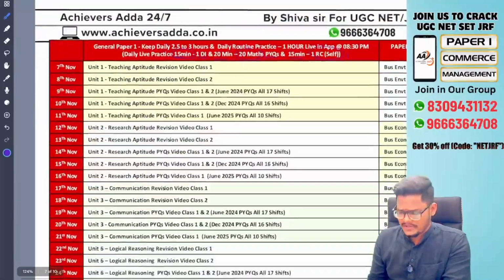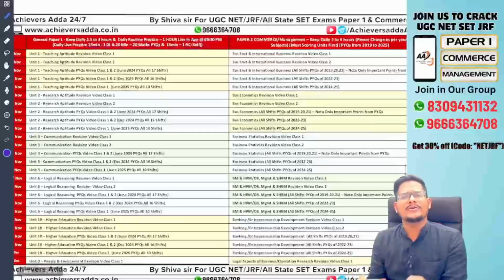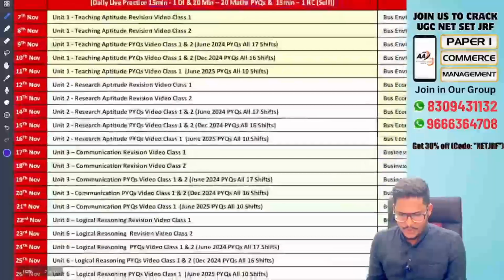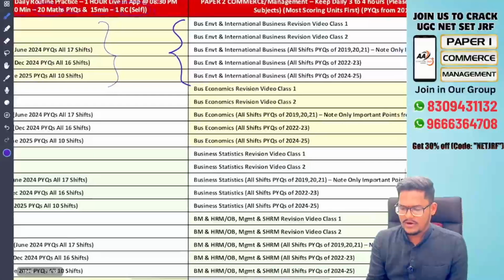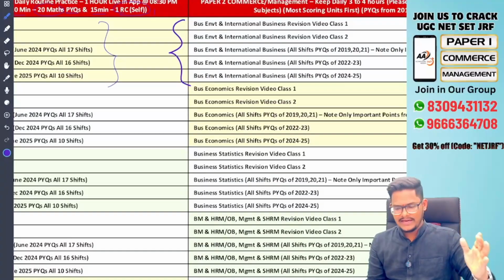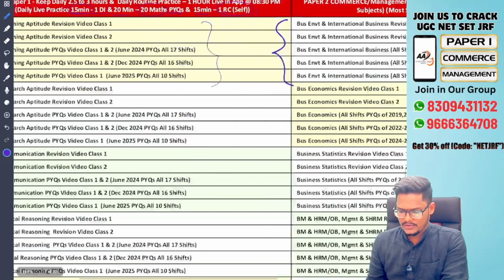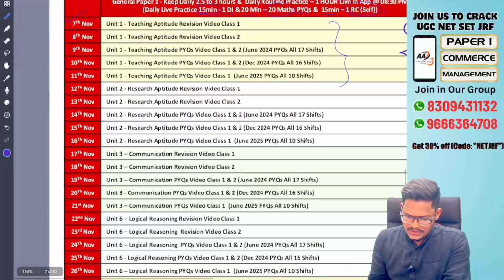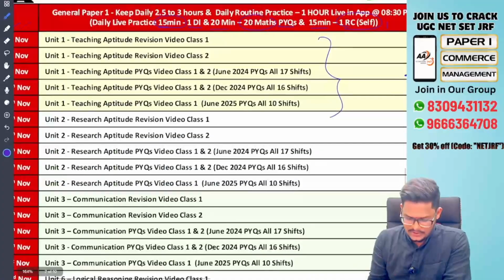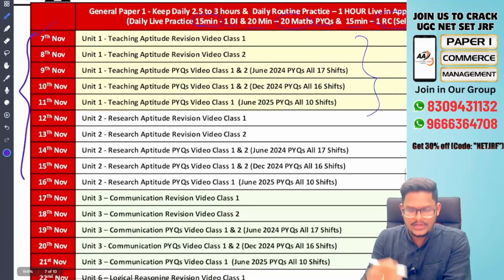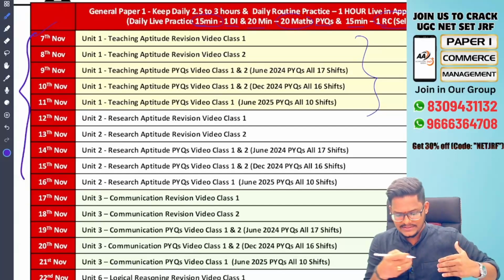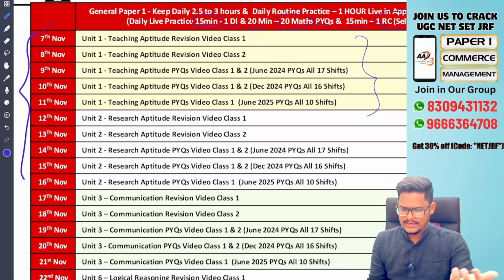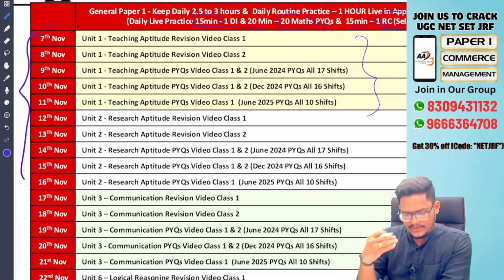Now for the remaining 7 units of Paper 1, divide your day into 2 parts. One is the Paper 1 slot and the other is the Paper 2 slot. According to the hours available, divide into morning and evening, or morning and afternoon, or afternoon and evening. Starting from today, replace all this with your respective day and start from day number 1. I am taking 7th November, that is today. However you are starting, start from day number 1.